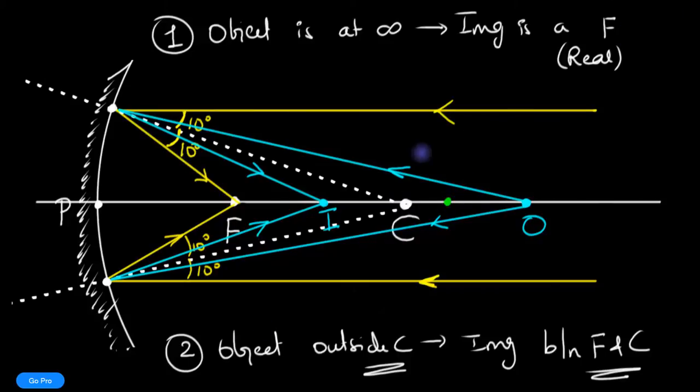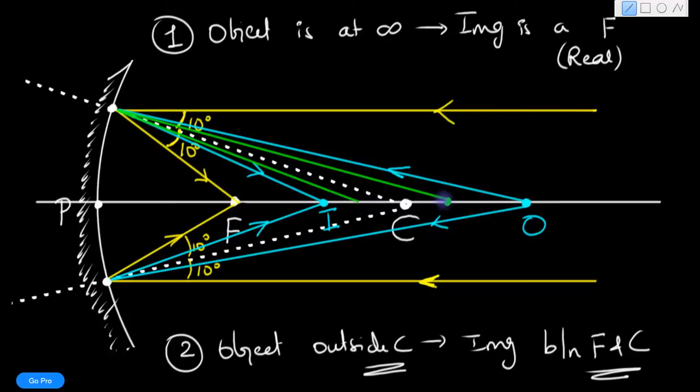Where will the image be? Well, again, let's draw the incident ray. Notice the incident ray now makes an even smaller angle. It's less than 10 degrees. And therefore, the reflected ray is also going to make an even smaller angle. And the image is going to come even closer to the object. It's going to go farther away from the mirror.